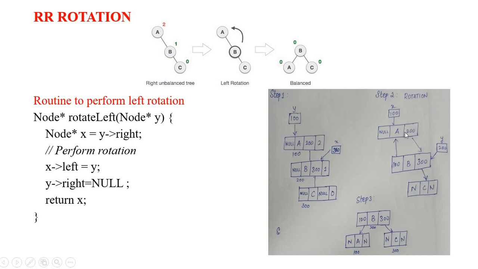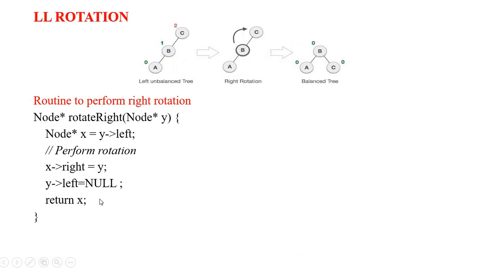So what is the name of this position? Sorry, this is Y, isn't it? The name of this node is Y, isn't it? So Y right should become null. So I am placing Y right is equal to null there.